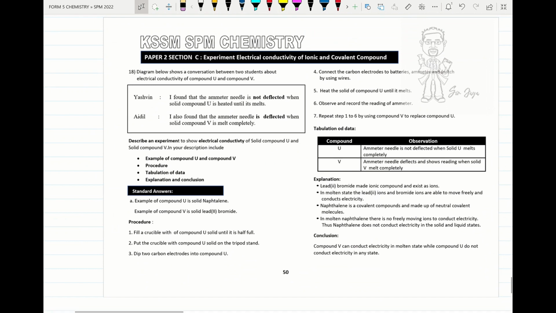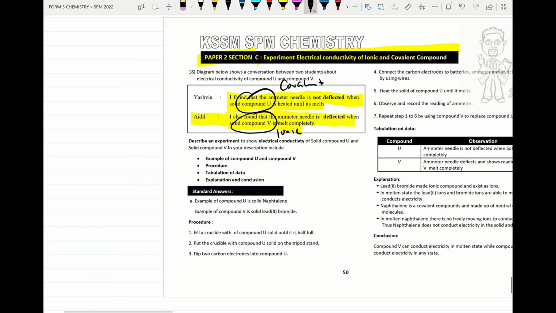So on to the last part under paper 2 section C, there is an experiment to determine the electrical conductivity of ionic and covalent compound. Please check the conversation between the two students. I found the ammeter needle do not deflect when solid compound U is heated until melt. The other said I found the ammeter needle deflects when solid compound V is melted completely. That means this is ionic compound, and this is known as covalent compound. So how to explain this one?